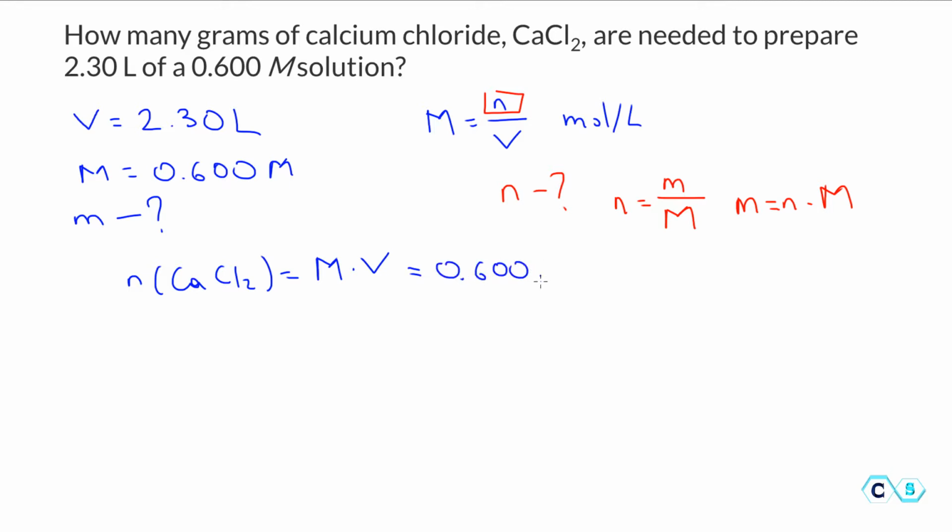0.6 moles per liter, and we multiply that by 2.30 liters. So we can cancel the liters. And if we do this multiplication, let's just quickly do it. So 0.6 times 2.30 will give us 1.38 moles of calcium chloride.